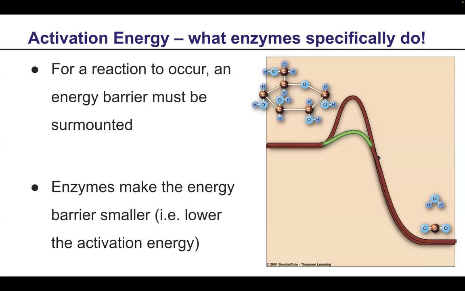And because the activation energy is lower, it's easier to actually get over that hump. So it still takes the same amount of energy overall to go from reactant to product. This portion right here stays the same, reactant and product, but the amount of energy it takes to get over that hump in order to become a product gets lower with enzymes.